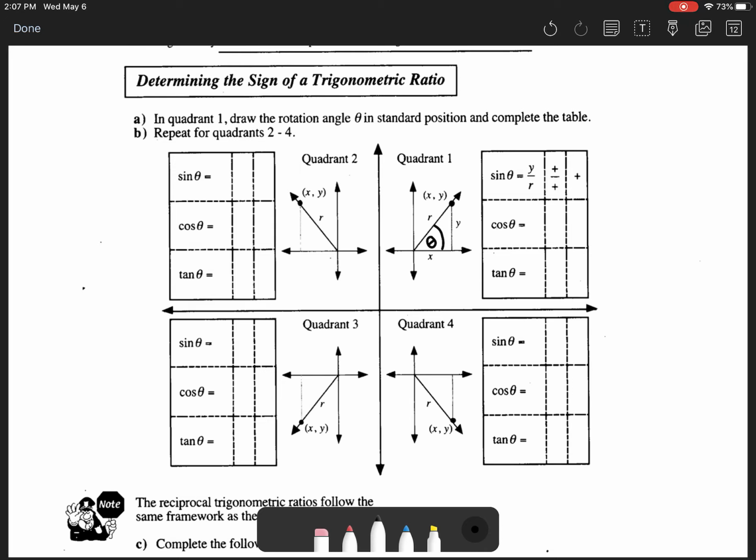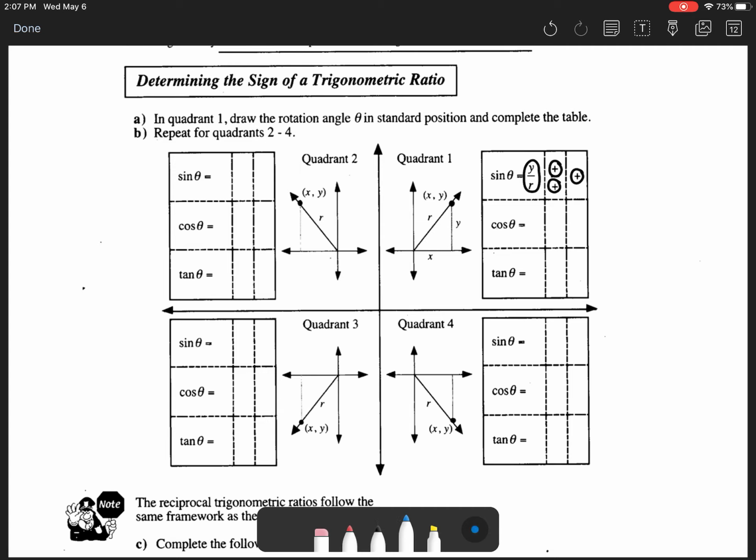So there's my theta. If I'm going to talk about sine, sine is y over r, right? We just learned that on the last page. Sine is the opposite over the hypotenuse. So there's y over r. Well, the y value in quadrant 1 is positive, because you're going up. R is always positive, so a positive divided by a positive yields a positive answer. We don't know what the value is, and we don't care at this point. We just know that the value is going to be positive.